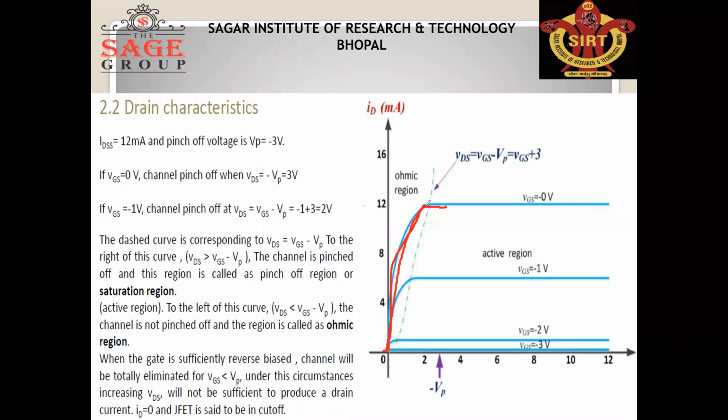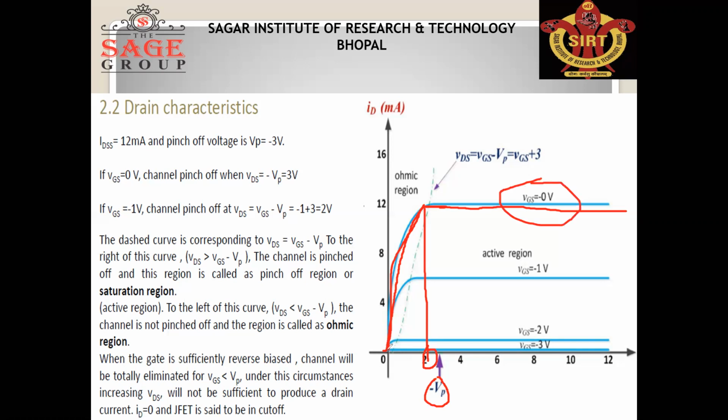But it will become constant. This current will become constant at a particular value, and this particular value is known as pinch off voltage. So pinch off voltage is the drain source voltage at which the drain current becomes constant, right? This region is when VGS is equal to 0 volt.